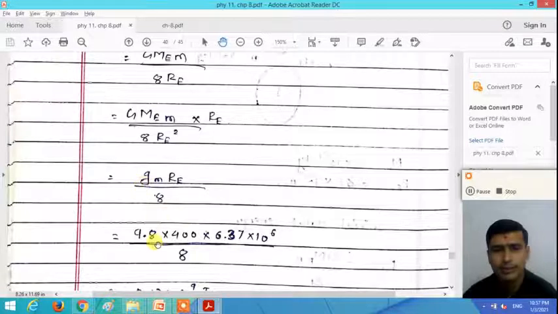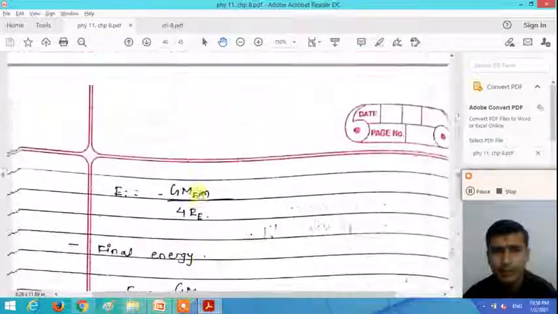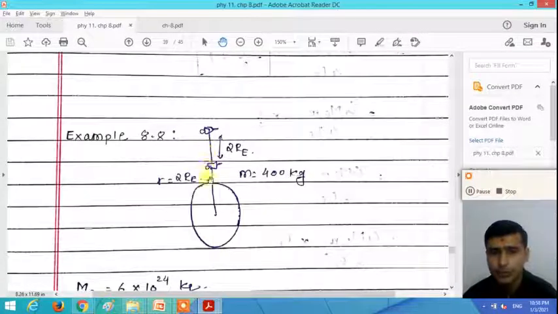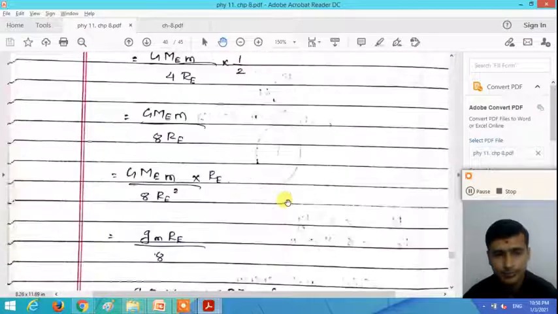Now put the values: small g is 9.8, small m, mass of the satellite, 400 kg, radius of the earth 6.37 × 10^6, divided by 8. You get the change in the total energy as 3.13 × 10^9 joule, right? Understand how we calculate the initial energy of the satellite at a distance 2RE and the satellite at a distance 4RE, and calculate the change in the total energy, right?